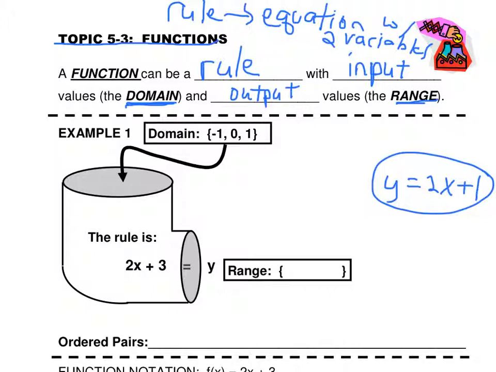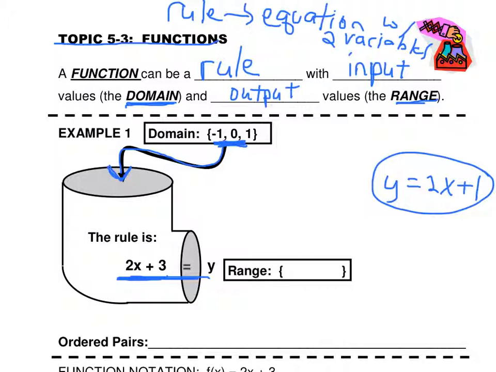So this is example 1. So for example 1, you have a domain. Domain is your input. And you're going to take these numbers and put them into your function machine. This is a function machine. And that function machine is going to take those numbers and apply them to its function. And the function is y equals 2x plus 3. So this is your function, your rule. And then it's going to come up with an output.